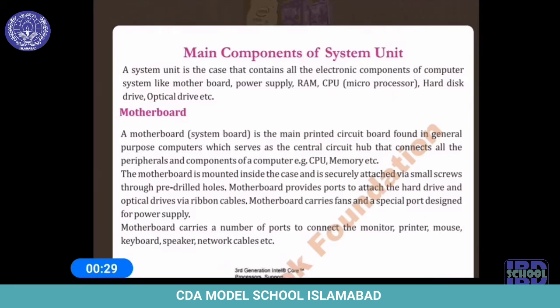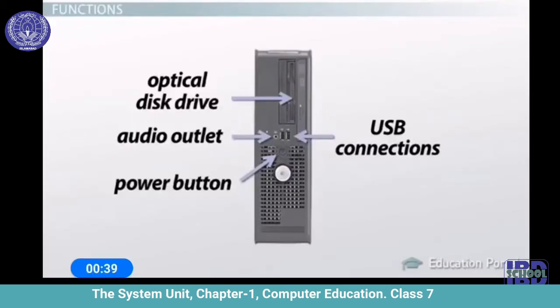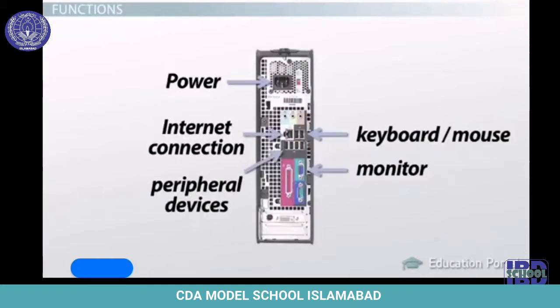First of all, we will discuss the main components of system unit. A system unit is a case that contains all the electronic components of computer system. In most computer system unit, front side contains elements that are used frequently, such as the power button, optical disk drive, and audio outlet for pair of headphones and number of USB connections. Back side contains all other connections for power, monitor, keyboard, mouse, internet connection, and any other peripheral devices.